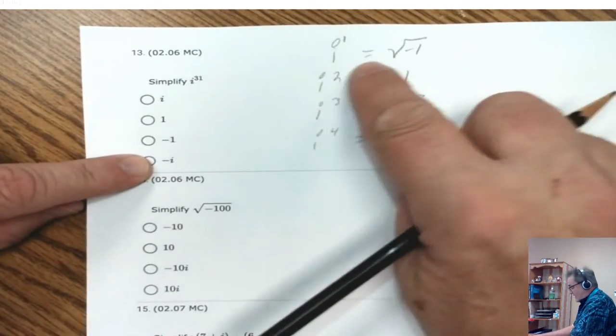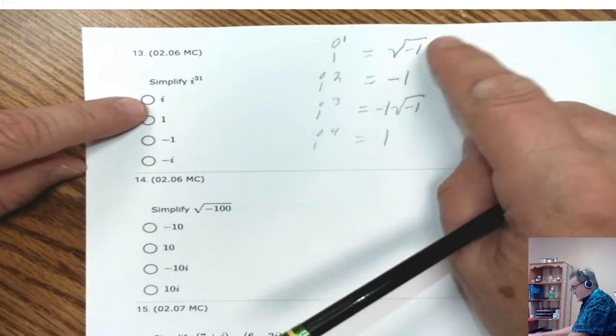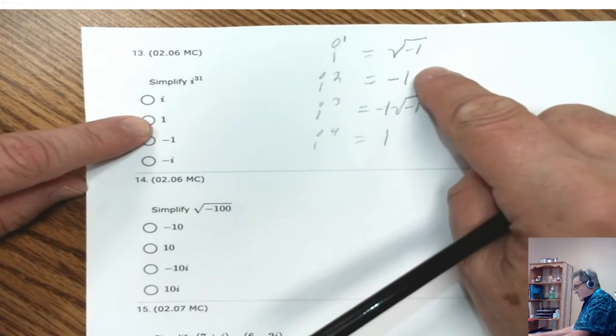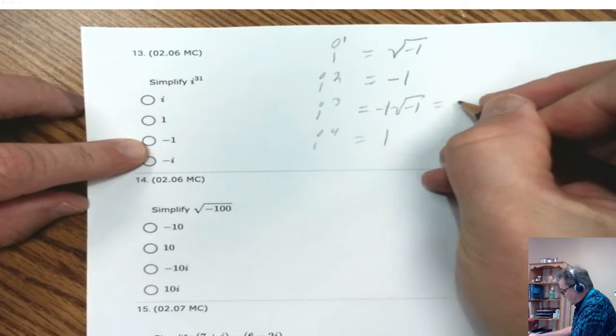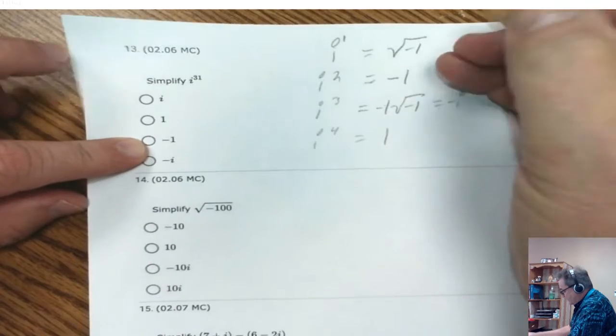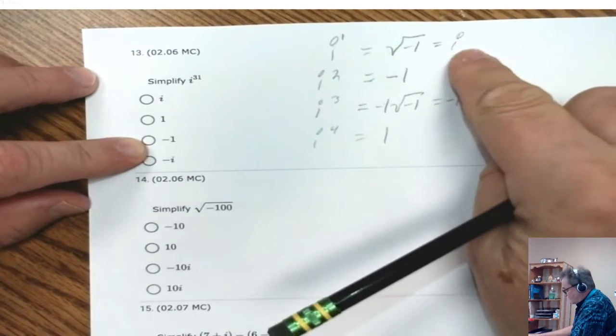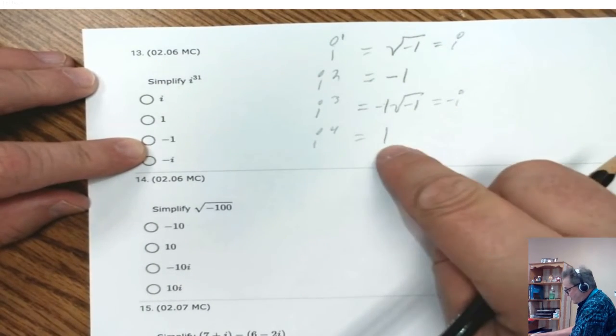Which this is just i. i the first is just i, i squared is negative 1. So it's either going to be that, or 1. This is the same thing as negative i. All right, so there's the 4 choices: i, negative 1, negative i, or 1.